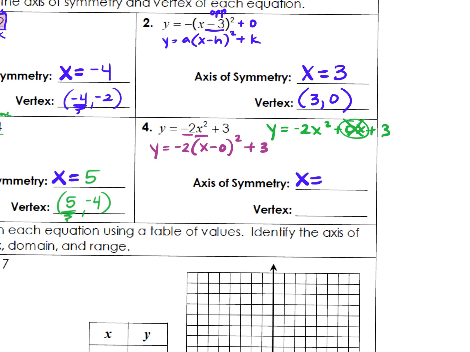What is your vertex on this problem? 0, positive or negative 3? Positive 3. Exactly what it looks like. Okay? So what's your axis of symmetry? X equals 0. Just remember, an axis of symmetry, when it's x equals 0, that's always the y-axis, right? This would be your axis of symmetry on that one. Whenever it's 0, it's the y-axis. Any questions on that?